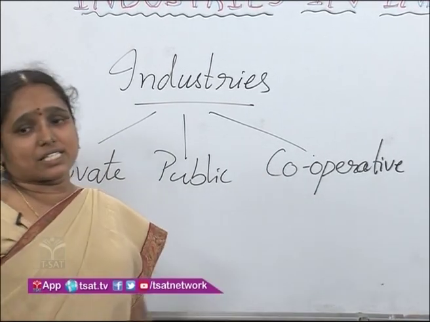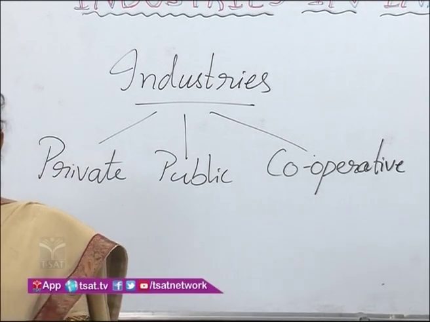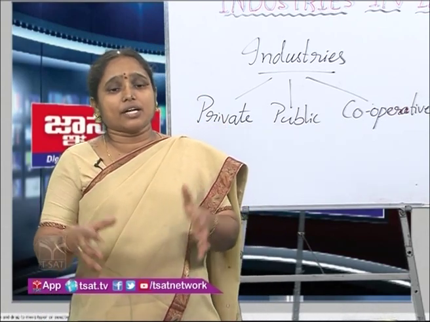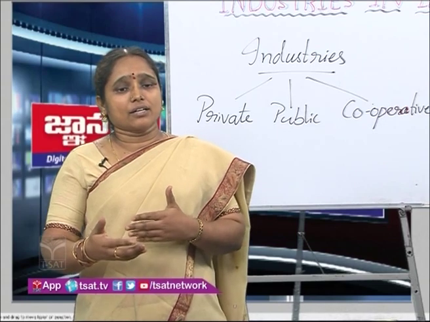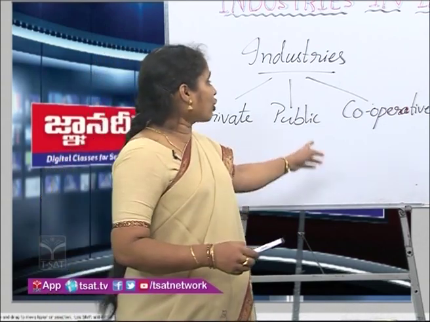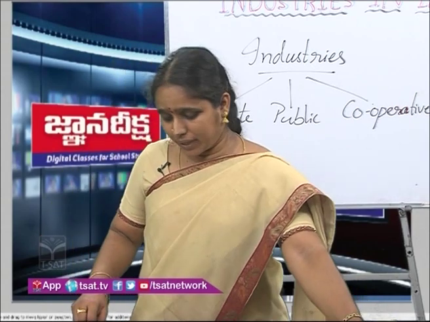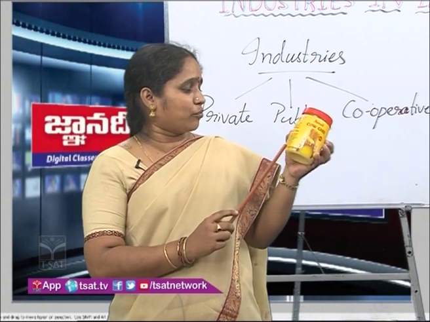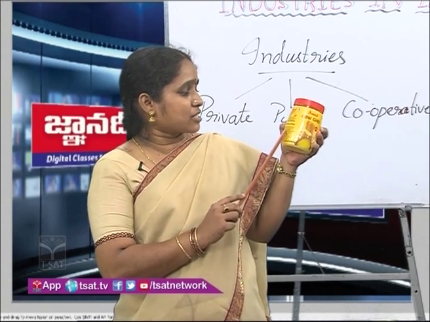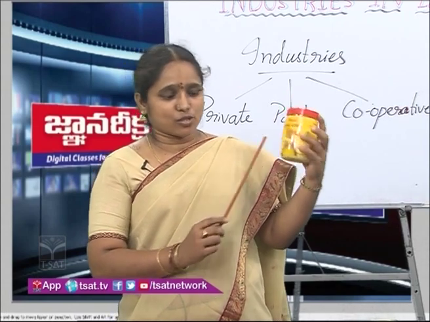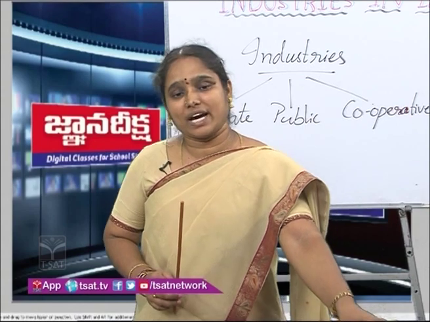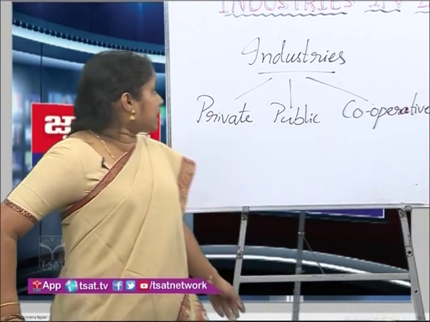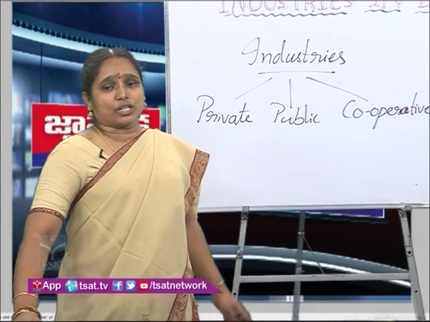And cooperative sector is the sector where people who produce raw materials, who supply raw materials, or people who work with that together, own and run the industry. So that sector is called the cooperative sector. A good example for the cooperative sector is again Amul products. You can see on any Amul product it is written, Cooperative Milk Products Union Limited. So next time when you buy Amul ghee or Amul ice cream or Amul butter, you can see it written there, Amul Cooperative. So these are the three types of industries based on ownership.